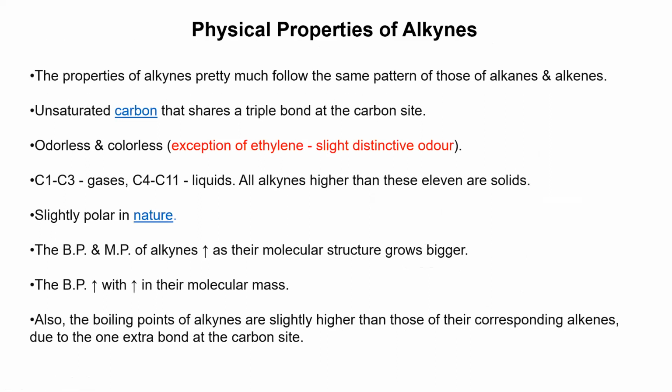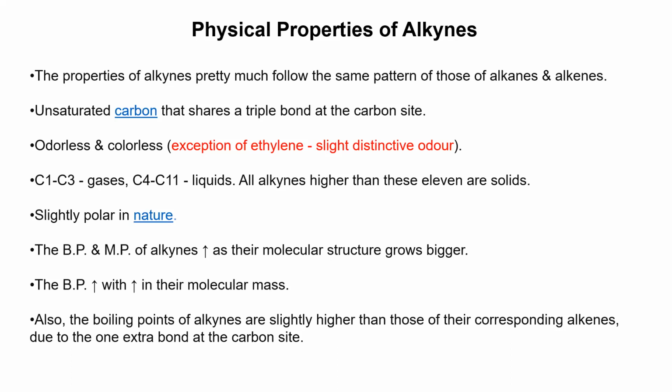Next, physical properties of alkynes. The properties of alkynes pretty much follow the same pattern as those of alkanes and alkenes. Here we can say the unsaturated carbon shares a triple bond at the carbon site. They are odorless and colorless. The exception is ethyne, which has a distinctive odor. Now C1 to C3 are gases, C4 to C11 are liquids, and all alkynes higher than these are solid. They are slightly polar in nature. Till now we have seen that alkanes and alkenes are non-polar, but alkynes are slightly polar in nature.